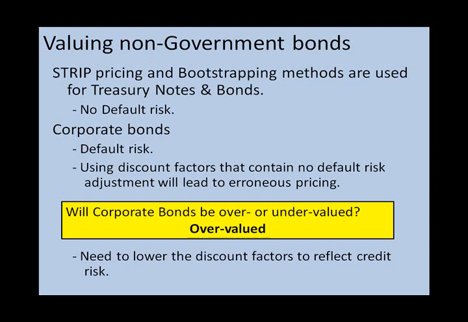How much you lower these discount factors is a complicated problem. We're not going to cover that in this class. If this is something that interests you, the pricing of credit risk, then you should be taking the fixed income class here. That's all I wanted to cover in this video lecture. We have now seen how to price government bonds using strips or using bootstrapping. See you in class.